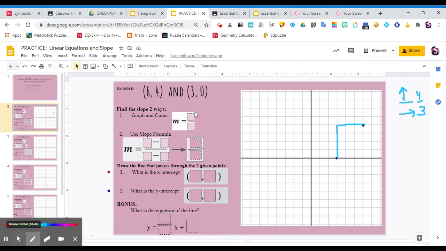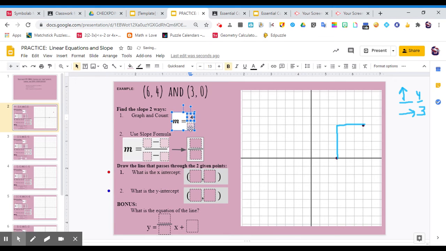So we have a slope of 4 over 3. My computer seems to have a delay. So we've graphed and counted the slope, and we know that it has a slope of 4/3.